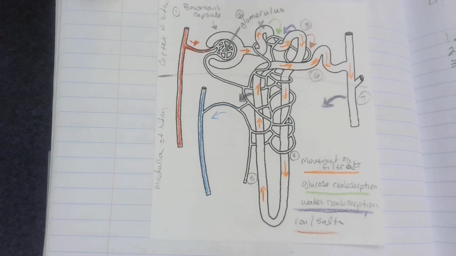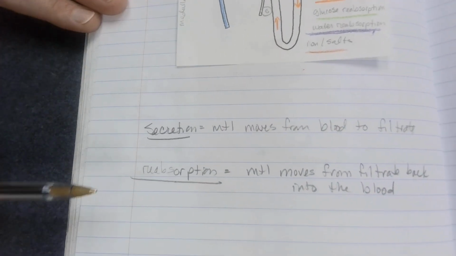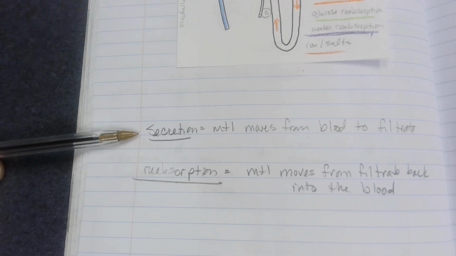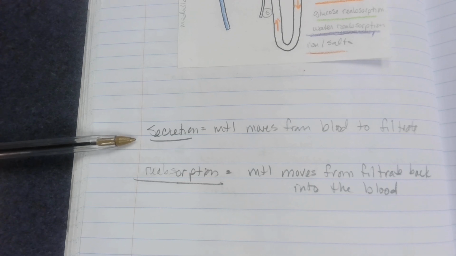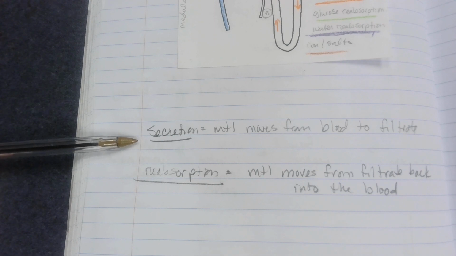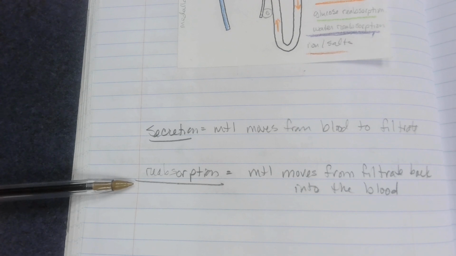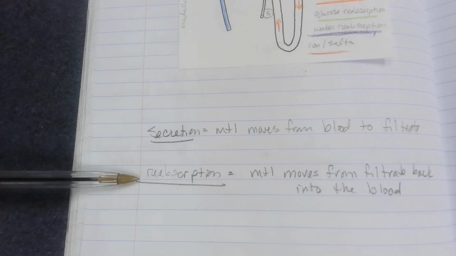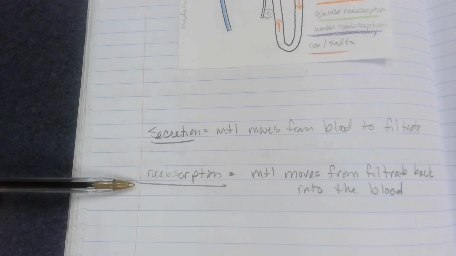A couple of terms that I've already kind of talked over are important to know the definition of. When we talk about secretion within the nephron, secretion means that materials are moving from the blood into the filtrate. So things are being secreted from the blood into the filtrate. Reabsorption means that materials are moving from the filtrate back into the blood. The idea of the nephron is to clean and/or filter the blood, so that's why these things are indicating either into or out of the blood.